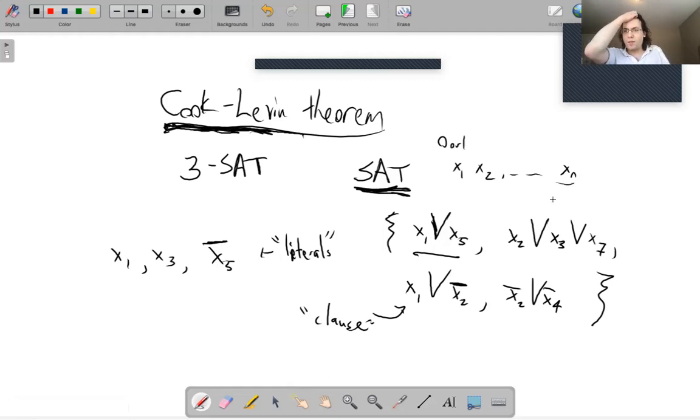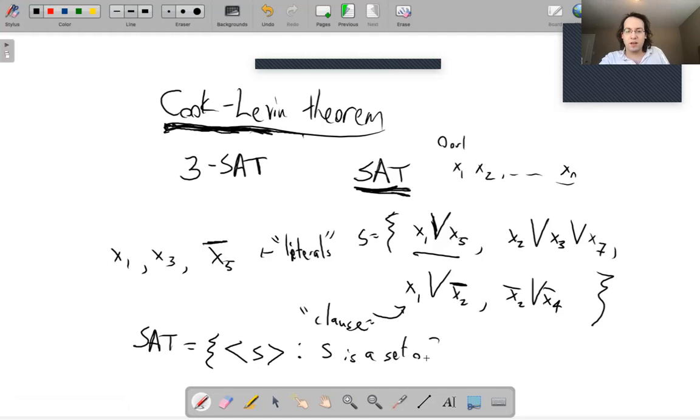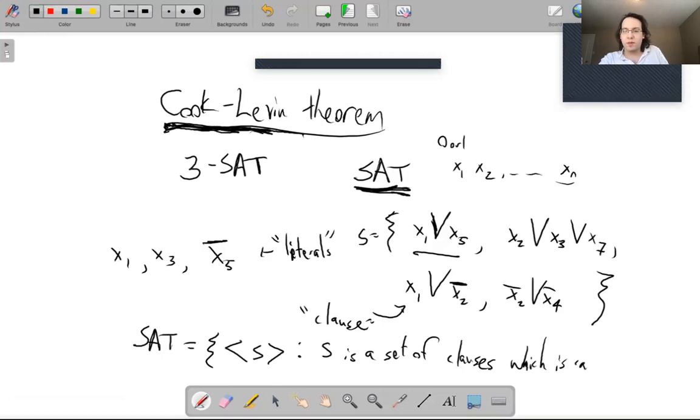Okay, the number of variables can vary as well. Any finite number of variables is allowed, basically. So SAT is basically the set of all descriptions of such a set S, such that S is a set of clauses which is satisfiable.